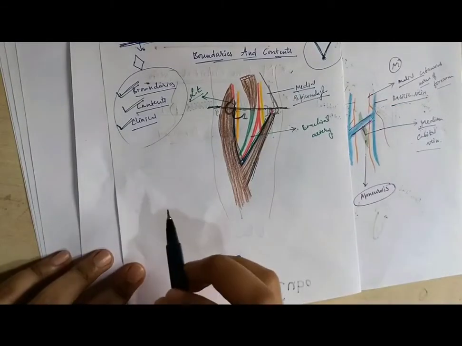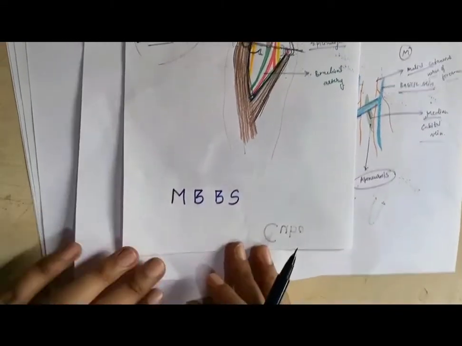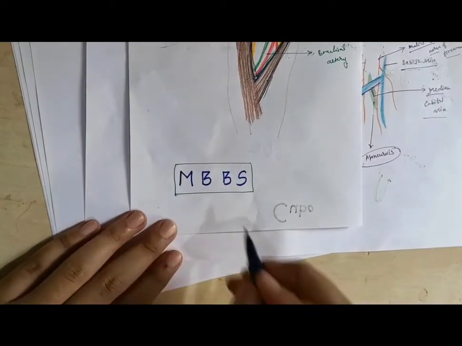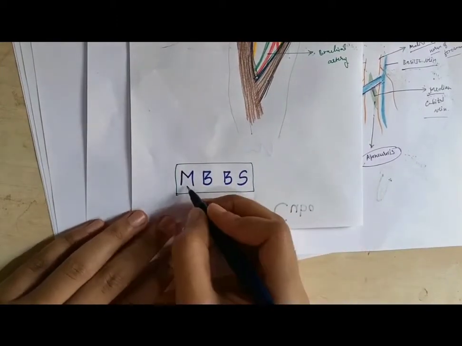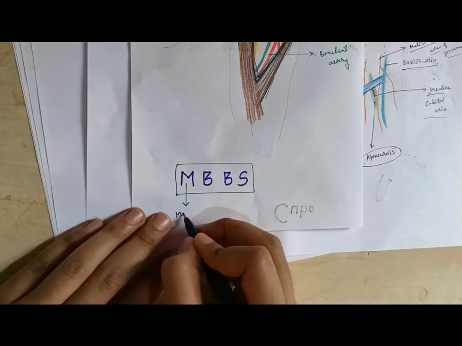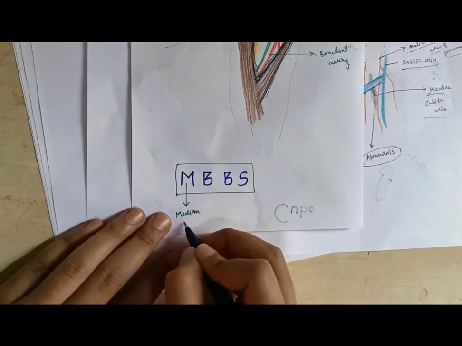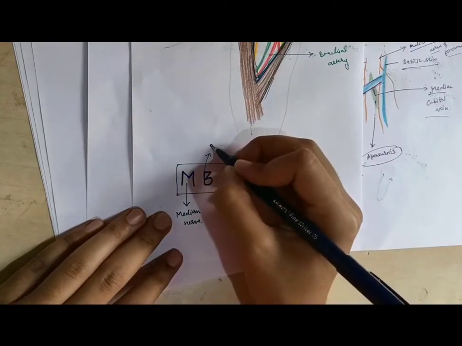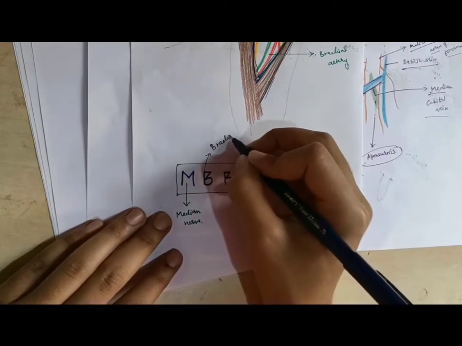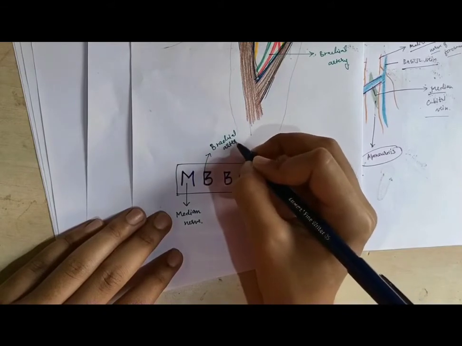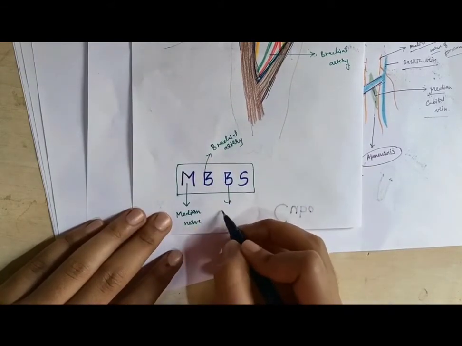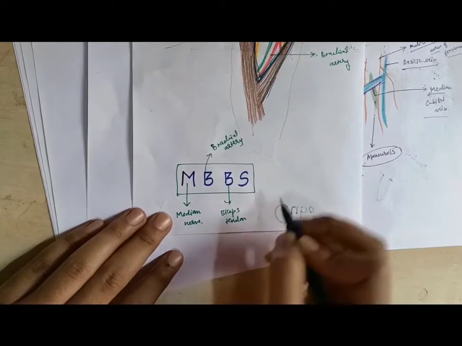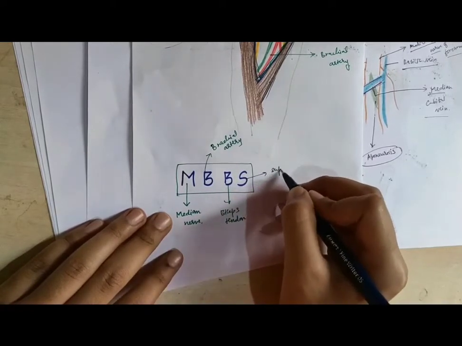What are the contents? You have to remember a mnemonic for its contents, that is MBBS. So what does this mnemonic stand for? M stands for median nerve. B stands for brachial artery. Another B stands for biceps tendon. And S stands for superficial radial nerve.